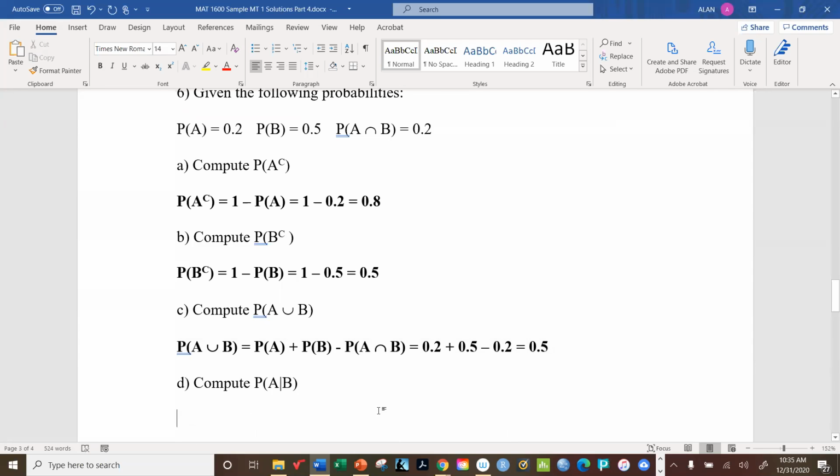All right, so the conditional probability, we've already seen, this is simply equal to the ratio of the intersection between these two. Okay. In this case, we're dividing by the probability of B, which is 0.2 divided by 0.5, which is 0.4.